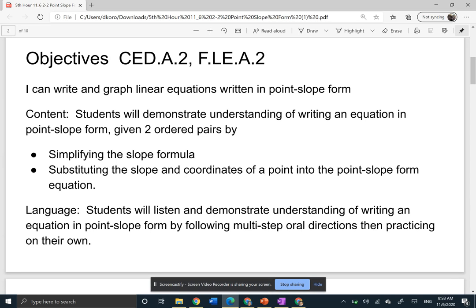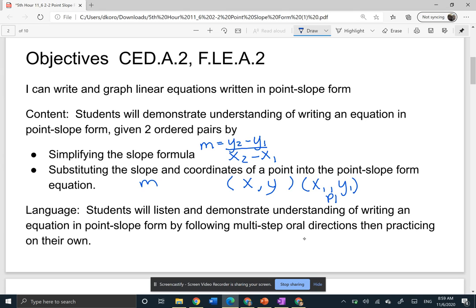Okay, so let's just review that the slope formula is m is equal to y sub 2 minus y sub 1 divided by x sub 2 minus x sub 1. And then you're going to substitute the slope, which is m, and the coordinates of a point, which is an ordered pair. So it would be like x and y. And we've been using x1 and y1 to show the first point, and we've been using x2 and y2 to show the second point.